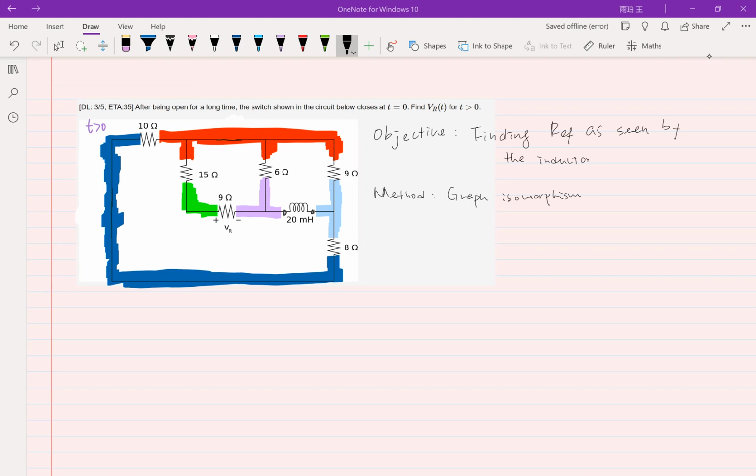This method takes advantage of the fact that throughout the same node, the voltage is going to be the same. What this means is that the voltage here is going to be exactly the voltage here. So using this knowledge, we can basically shorten every node down to one single point. So this is what I'm going to do.